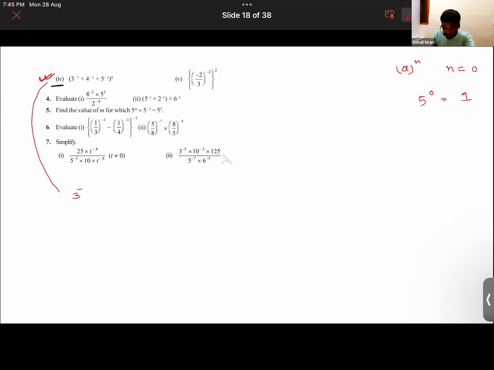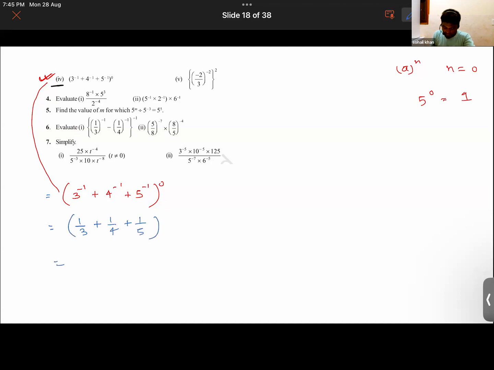So 3 raised to the power minus 1, because you can't just write 1 as the answer. Otherwise the examiner will give you 0 marks. Okay, it is 47 by 60, 47 by 60 raised to the power 0. Yeah, very good.